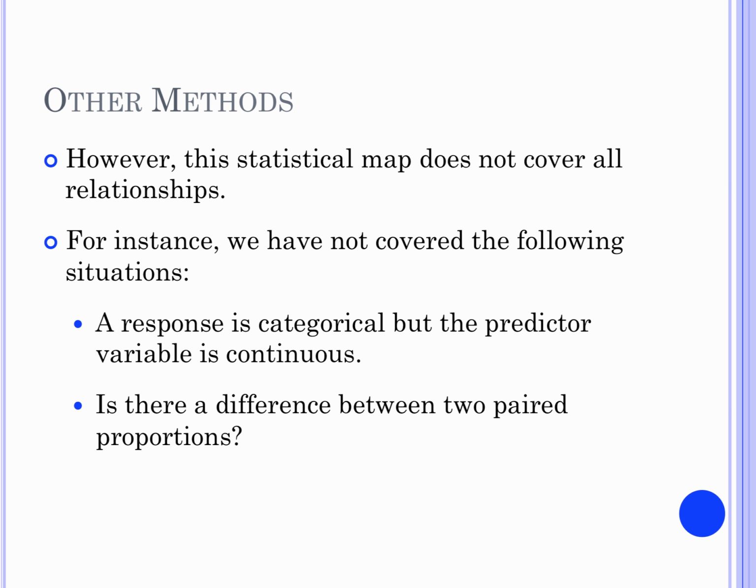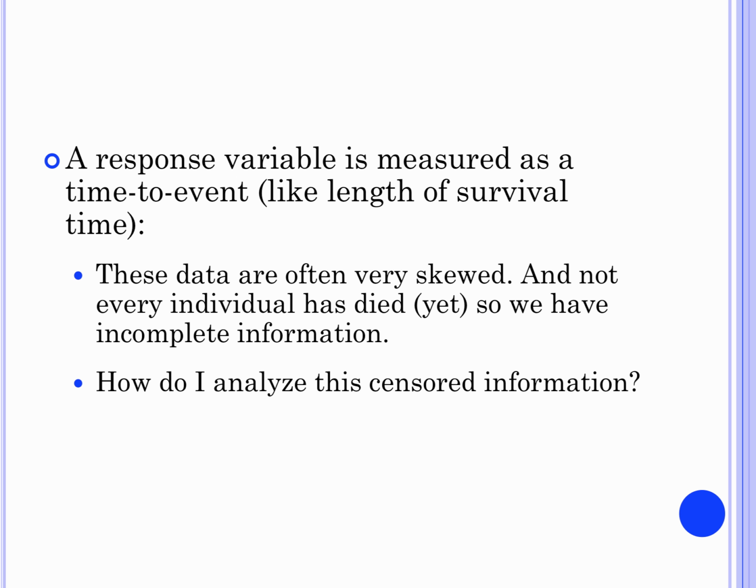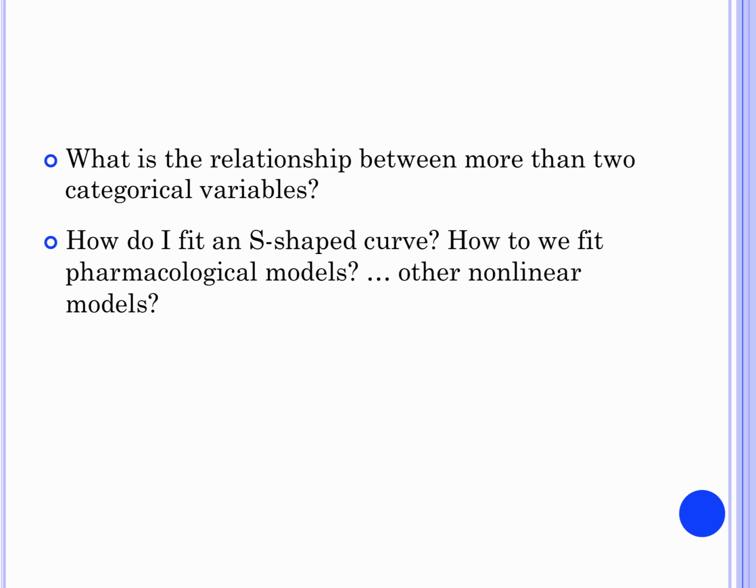What we've covered so far in all of the modules and the 9 course objectives does not cover all statistical relationships and tests. We have not covered the following situations. A response that is categorical with a continuous predictor. We didn't look at 2 paired proportions. We haven't talked about time to event, also called survival analysis. Those data are often very skewed, and not every individual has had an event or has not died yet. So we could have incomplete information called censoring. And how do we deal with that?